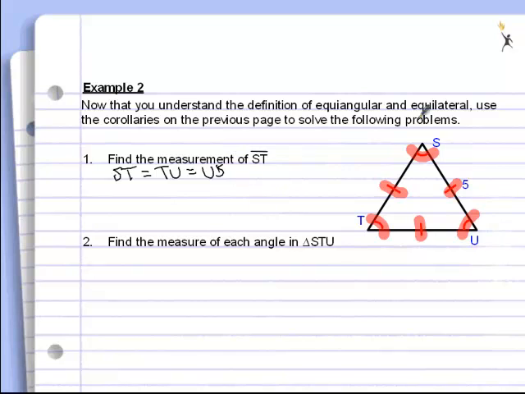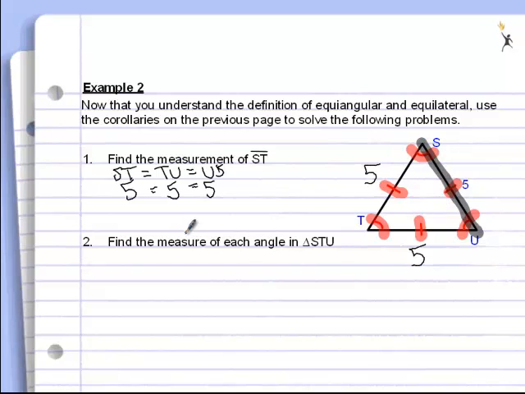Now, they actually gave me US right here and told me that it was 5. So I'm going to replace that with US. But if US and TU are the same, then TU also has to be 5. And if TU is 5 and ST is the same, then ST has to be 5. It's equilateral, meaning all the three sides are the exact same measure. If one of them is 5, then all three are 5.